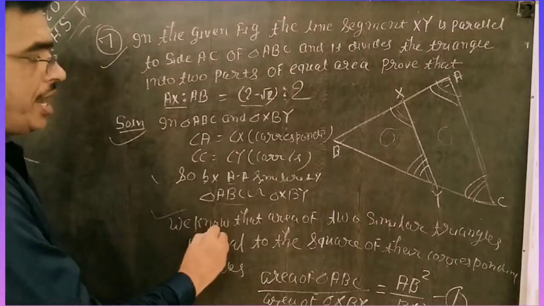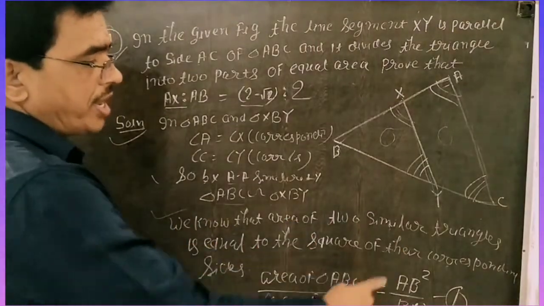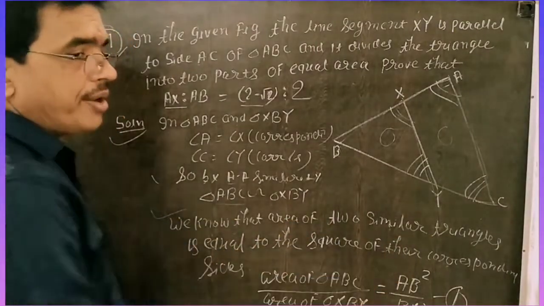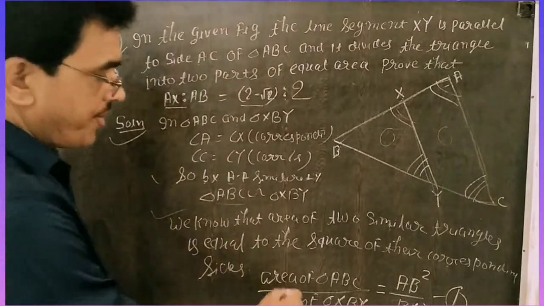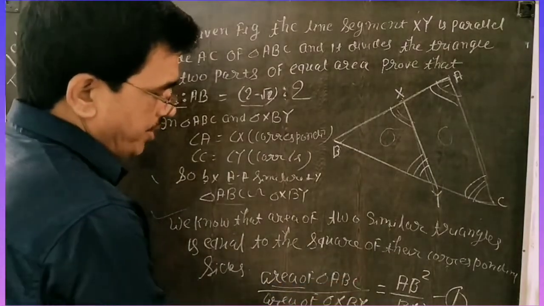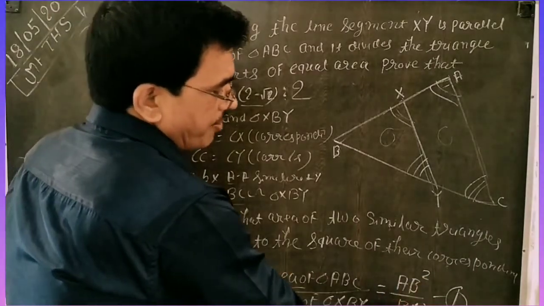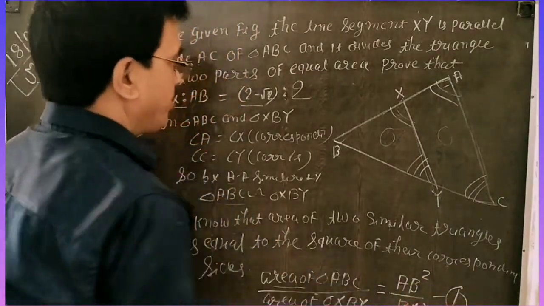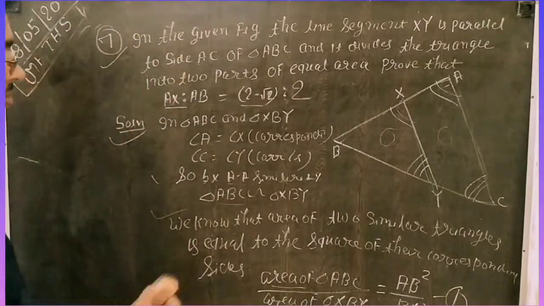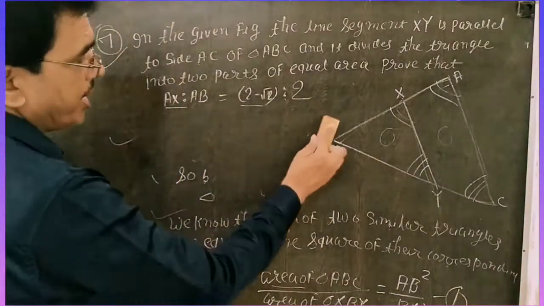And we know that the ratio of the areas of two similar triangles is equal to the square of their corresponding sides. So we write here area of triangle ABC by area of triangle XBY is equal to AB square by BX square. That is equation first. Now we find the relation.